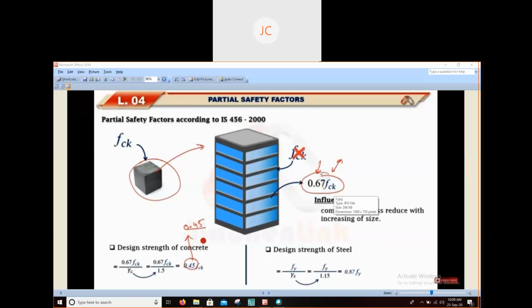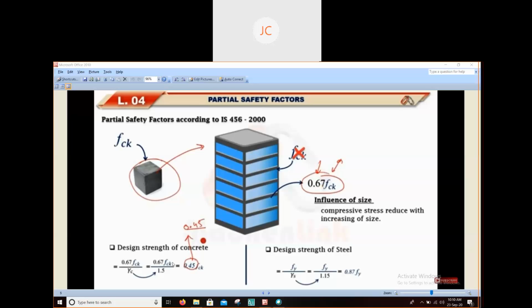So, as per the IS code, we will introduce a partial safety factor. Partial safety factor means we will divide this value by our partial safety factor. The design strength of concrete is the actual site strength divided by the partial safety factor. As per IS 456, the partial safety factor for concrete is 1.5. If you divide the value by it, we get the design strength of concrete.